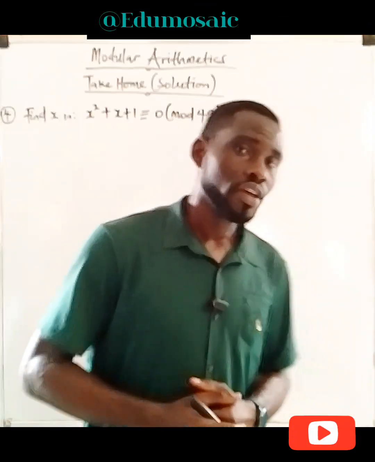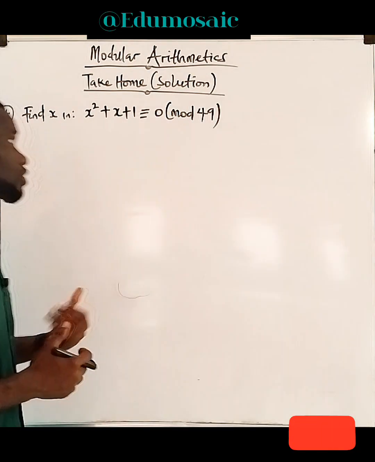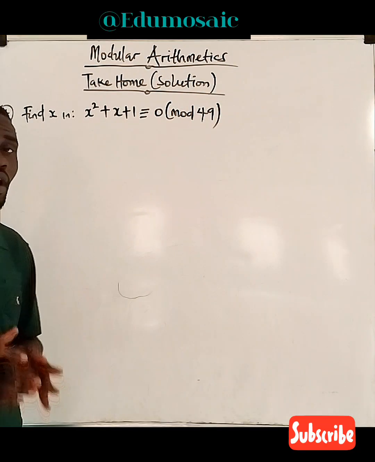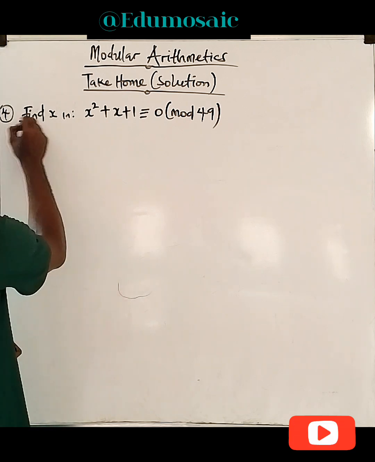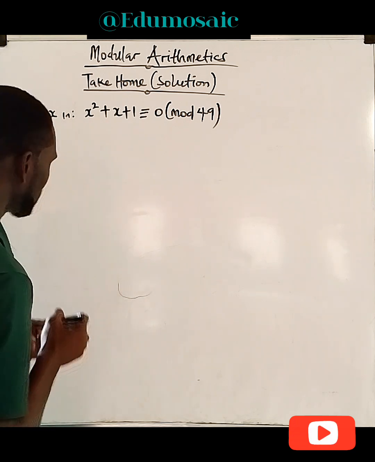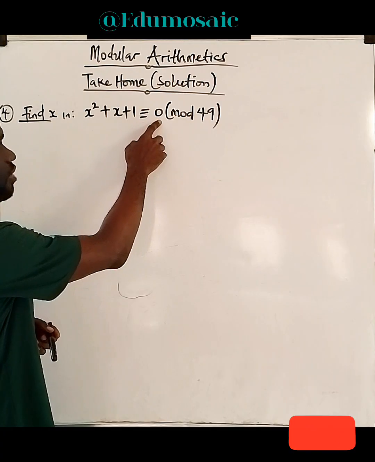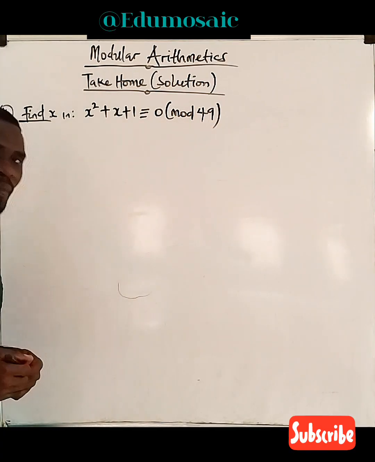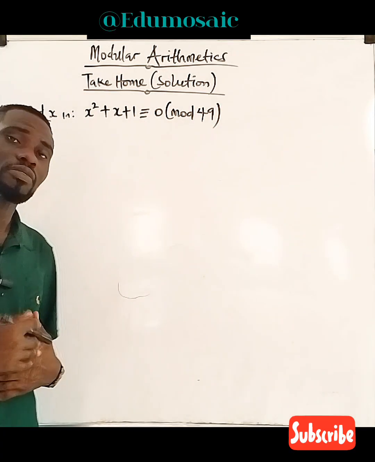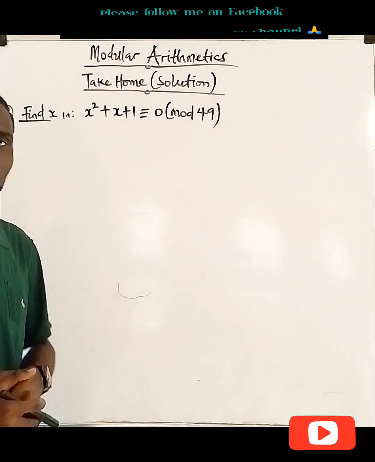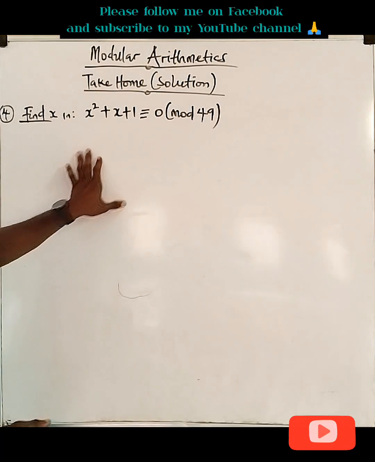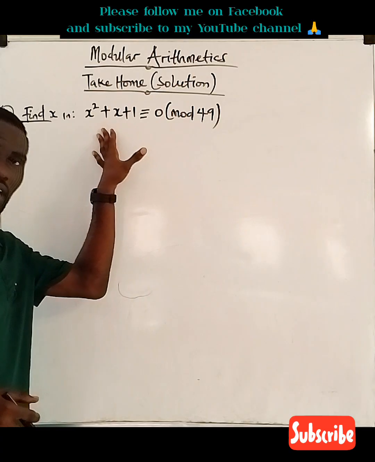For those who are seeing this question for the very first time, if you want to make an attempt, I advise you to pause this video and try it. Now we are asked to find the value of x in x squared plus x plus 1 equivalent to 0 modulo 49. In our previous lesson, we solved the first three questions, where we looked at various kinds of equations. So how do we solve for x in this quadratic equation?